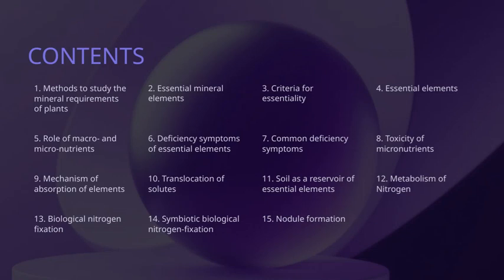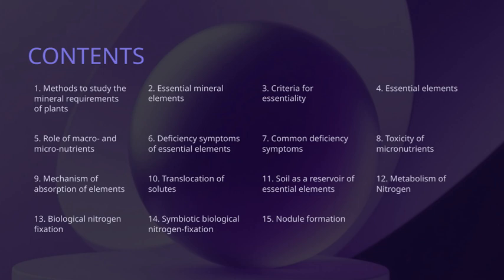Let's take a closer look at the metabolism of nitrogen, which is a vital process for plant growth. Understanding nitrogen metabolism helps us see how plants convert atmospheric nitrogen into forms they can use, which is crucial for their development. Now, moving on to the toxicity of micronutrients, it's important to recognize that while these elements are essential in small amounts, excess can be harmful. Balancing micronutrient levels is key to healthy plant growth and avoiding toxicity symptoms.